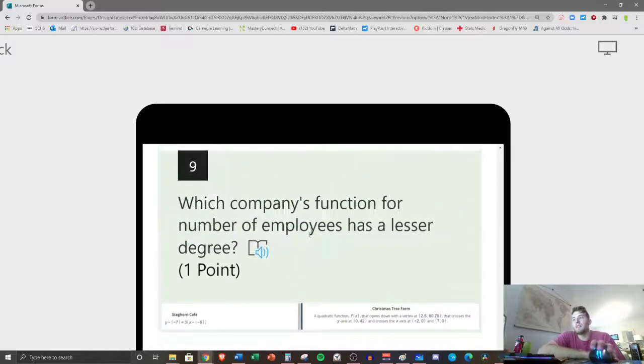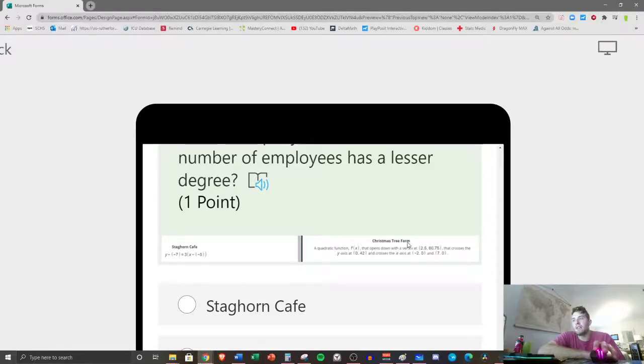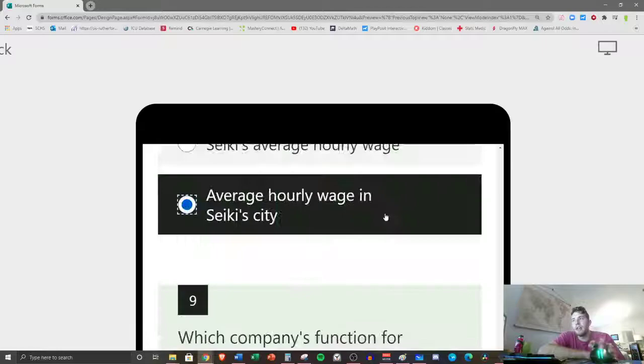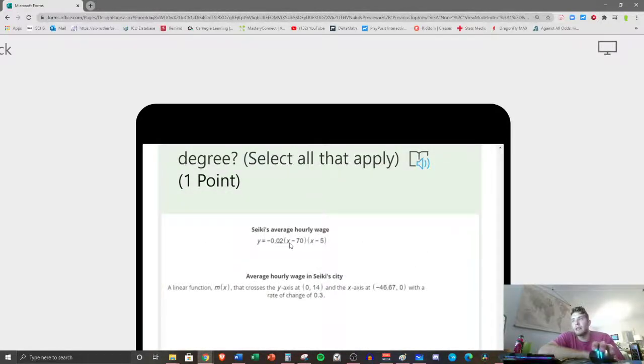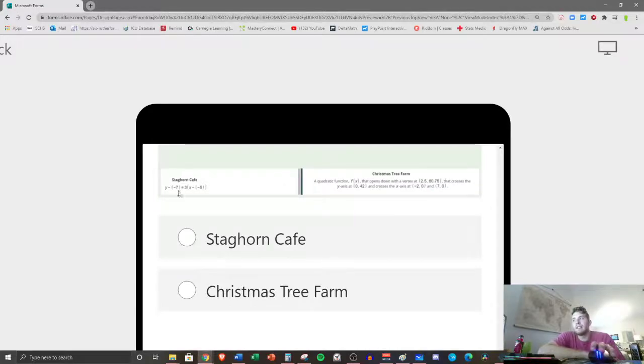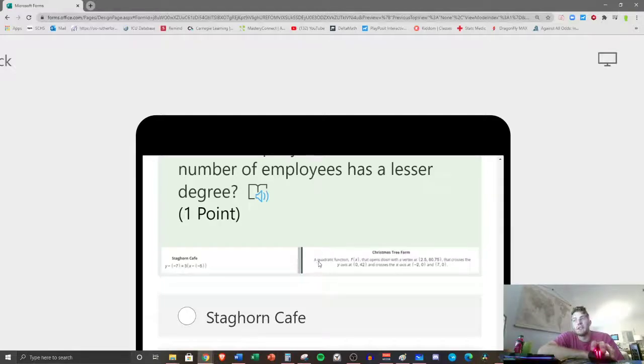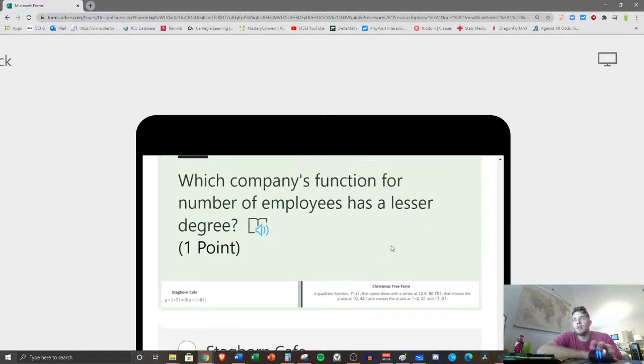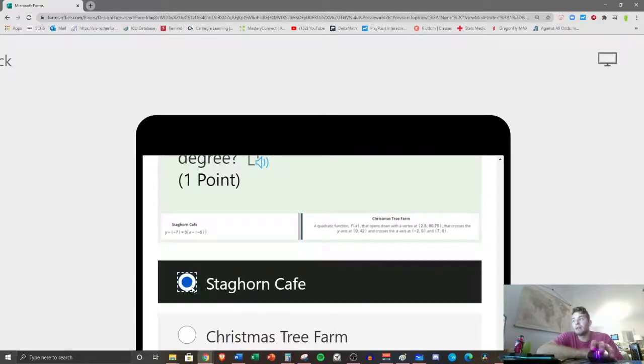Number 9, which company's function for number of employees has a lesser degree? Okay, so we got a cafe and a Christmas tree farm. This degree over here, we just saw an example like that. This one has a power of 1, and it's not being multiplied by another x like this one was. These are being multiplied. So that is a linear function for sure. So the power is 1. Now let's look over here at the Christmas tree farm. It tells us it's a quadratic. And once we see that, we don't really care about the rest of this. Once we see the word quadratic, we know right then what the degree is. So the one that has a lesser degree would be the cafe.